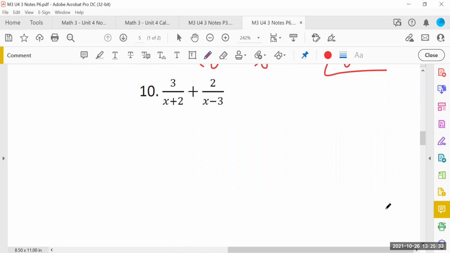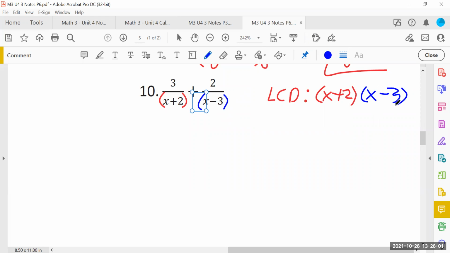Now the denominators don't match. So we're actually going to go all the way back to what we did at the very beginning. Here, remember that this x plus 2 is one factor that the other one is missing. My least common denominator here is going to be x plus 2 times x minus 3. Does that make sense to everybody? I need both denominators together to have all the pieces.